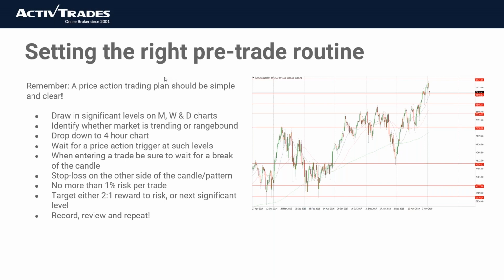So effectively, whenever you're opening charts, you should be drawing in significant levels on the monthly, the weekly, and the daily charts. That might be horizontal levels of support, resistance. It might be big round numbers, gold was at $2,000 or the Russell was at 2,000, or big trend lines or significant patterns that might be being created.